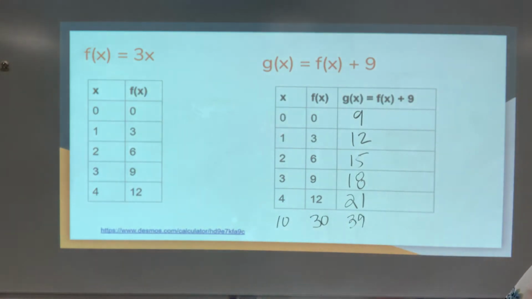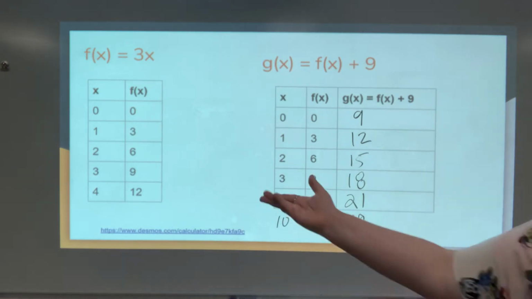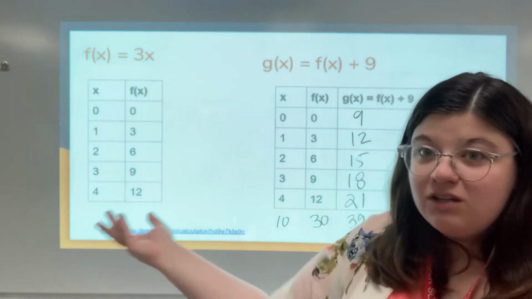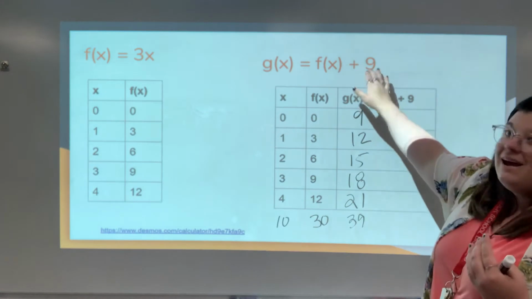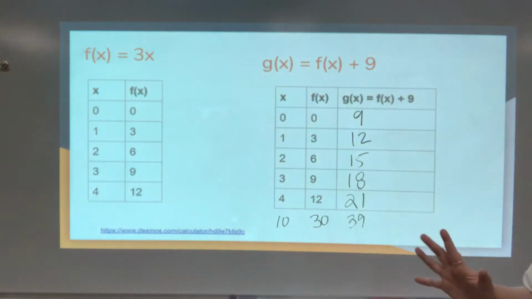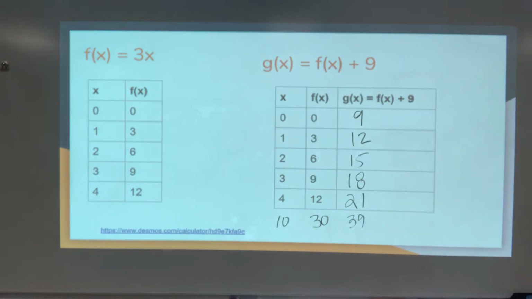So my output, according to my g of x function rule, add 9, now gets 39 there. So that is the math that's going on behind this, but what does the actual thing look like? Can we graph this and look at both of these and see how the graph is transforming now that we've added 9 to f of x? Pause if you need to get this example down and write down the table of values.